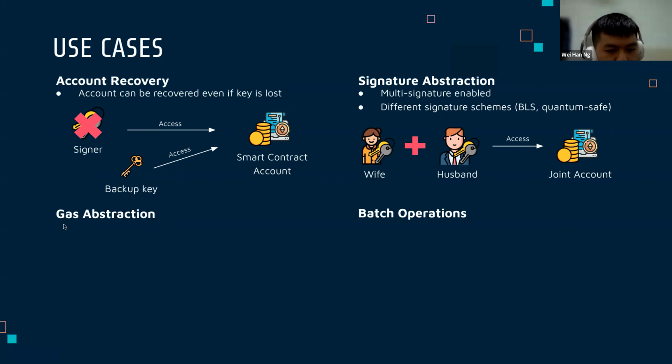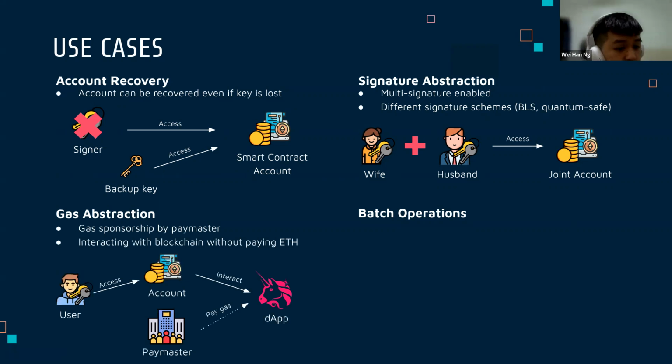And third, we have the gas abstraction use case. So gas abstraction, basically, I think the primary use case is gas sponsorship by a paymaster. The idea of this gas sponsorship is that the paymaster can sponsor the user's gas fee. So why do we want to sponsor people's gas fees? It is because we want to onboard more users into the entire ecosystem. That means that people from Web2, even if they create a new MetaMask wallet, let's say, can interact with the blockchain or with Ethereum without paying ETH, right? Because the gas fee is sponsored by someone else.